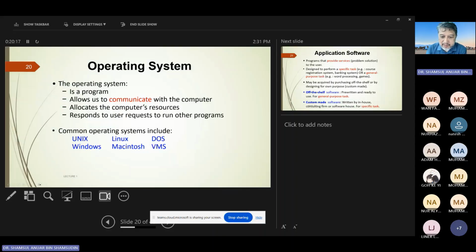So the common operating systems: DOS, VMS, Macintosh, Linux, Windows, Unix. Pernah dengar benda-benda? Okay, maybe for most of us, we are familiar with Windows. Macintosh is for Apple users.